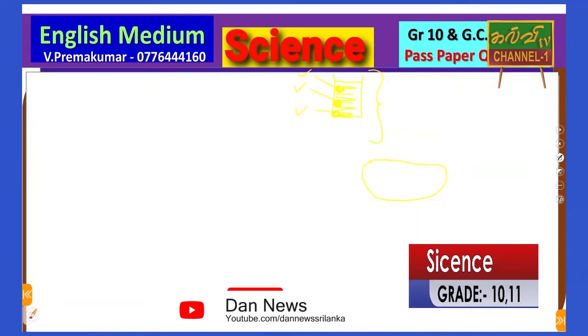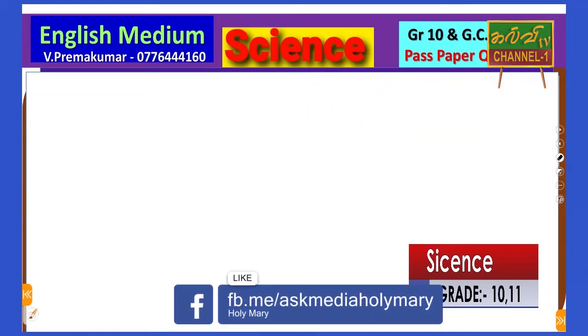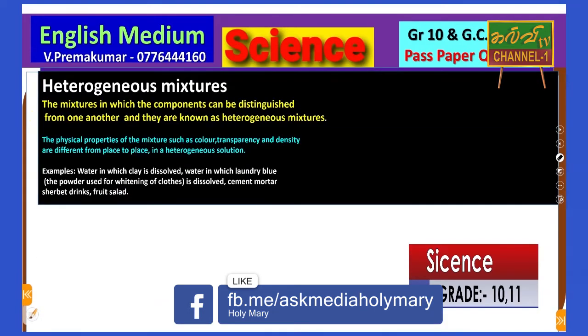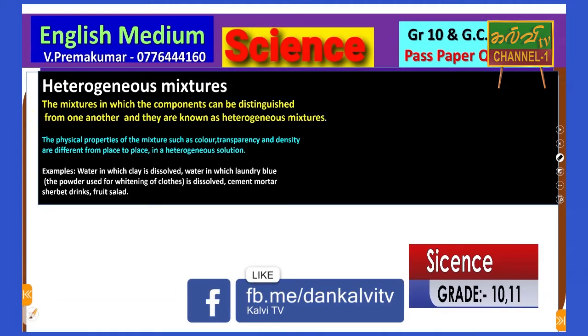So we will study about the heterogeneous. What about heterogeneous, right? We studied homogeneous previously, now heterogeneous. A heterogeneous mixture is a mixture in which the components can be separated from one another, and they are known as a heterogeneous mixture.